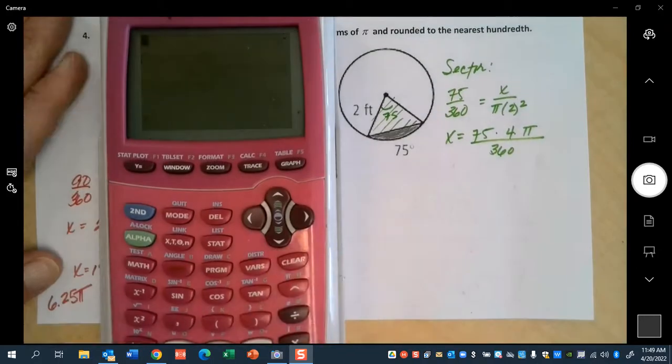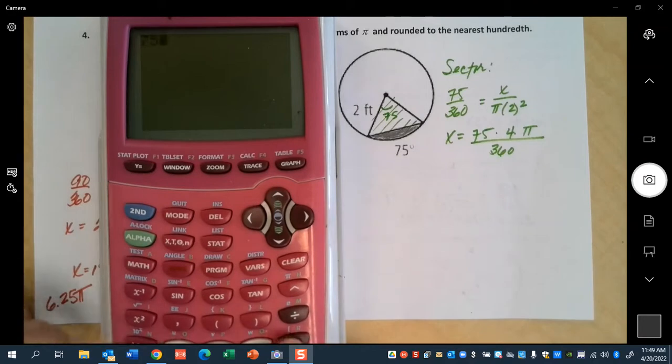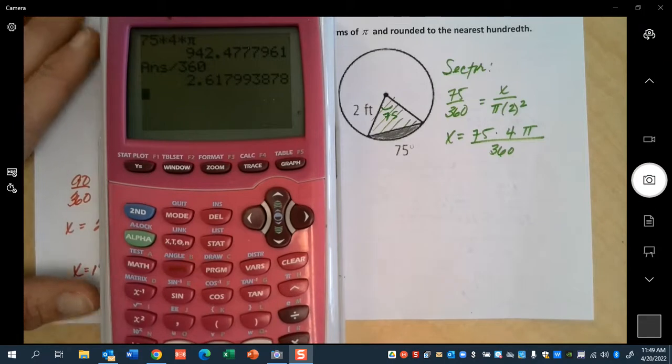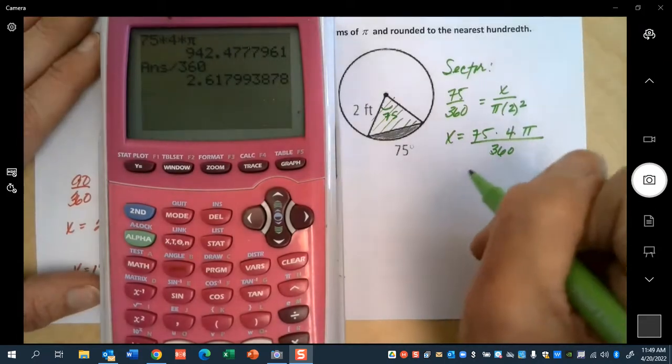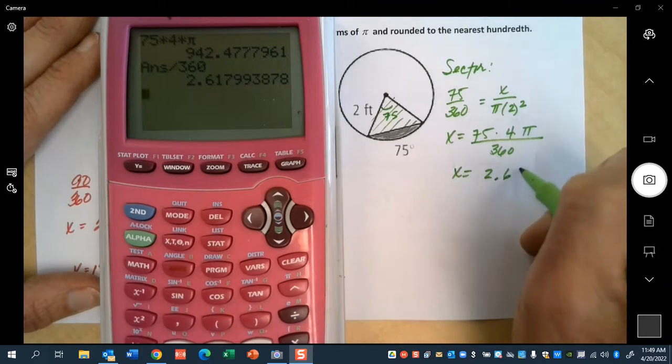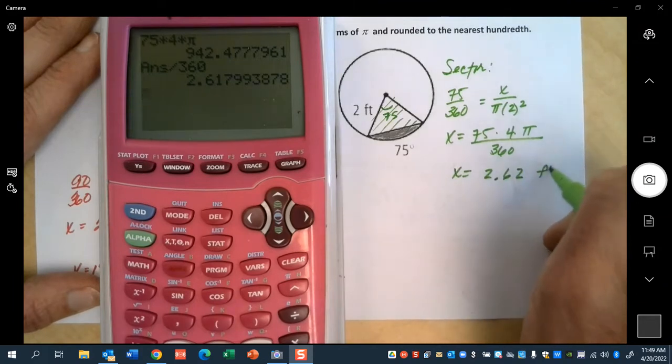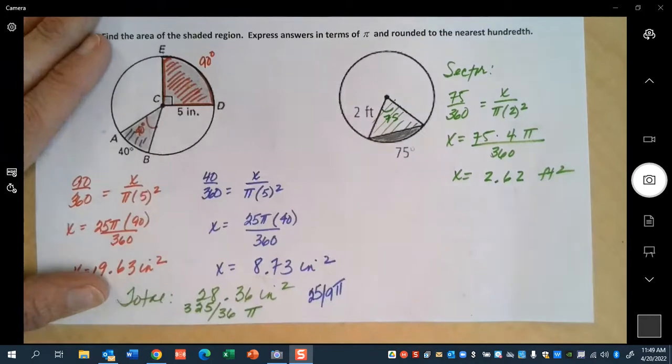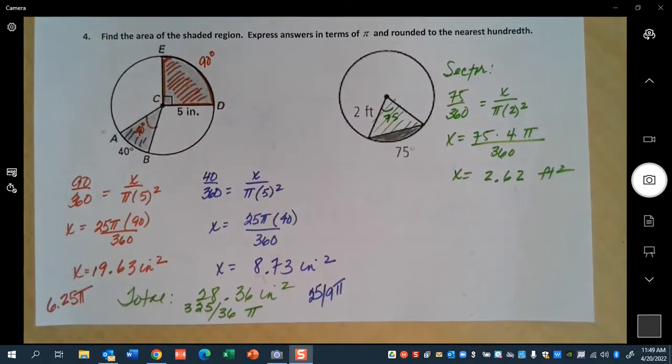Popping over to my calculator, no problem. 75 times 4 times pi divided by 360 gives me an area of the triangle of 2.6. We'll go ahead and call that 2 square feet. Am I done? Is that my answer? What's the problem with that answer?